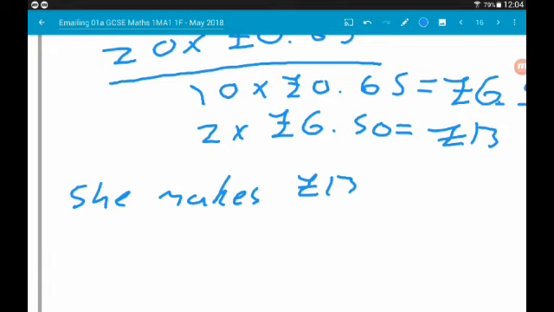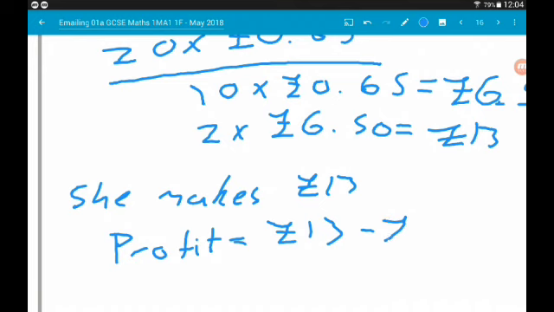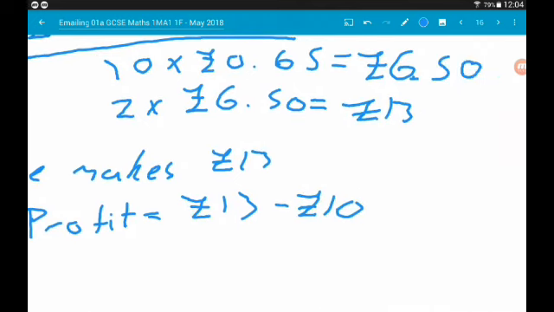Now her profit is £13 minus £10, which is £3. So £3 is her profit.